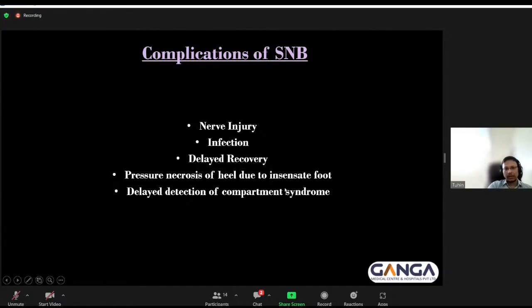Pressure necrosis of the heel can happen if you are using the continuous catheter technique. Keep a foam or a pillow, something soft, below the heel to prevent this. And delayed detection of compartment syndrome can happen if you are using a higher concentration or doing a motor block. So that's why in all cases for post-op analgesia, we use 0.1 to 0.2% ropivacaine or 0.25% bupivacaine without adrenaline or without any adjuvant.